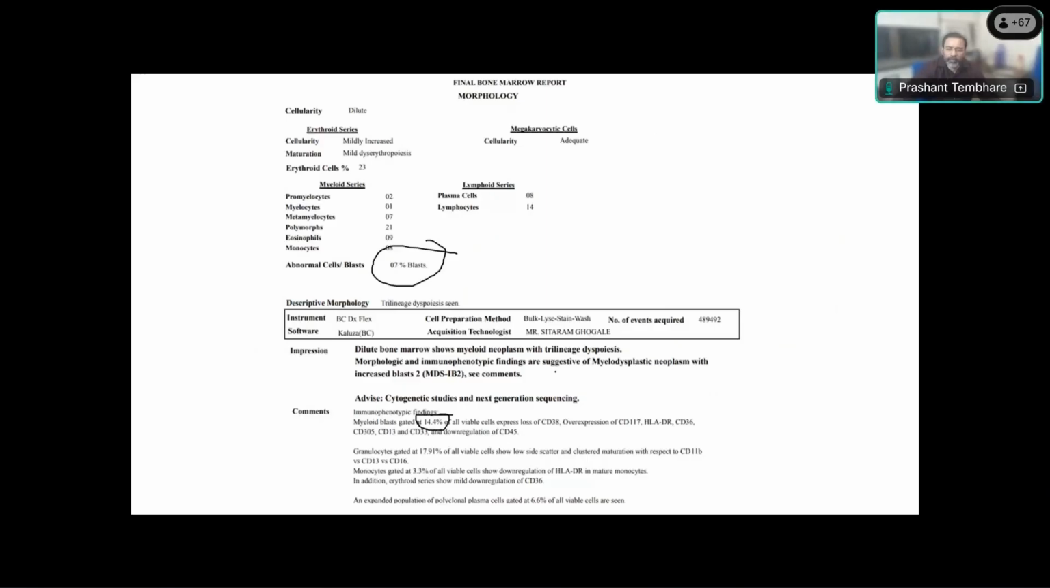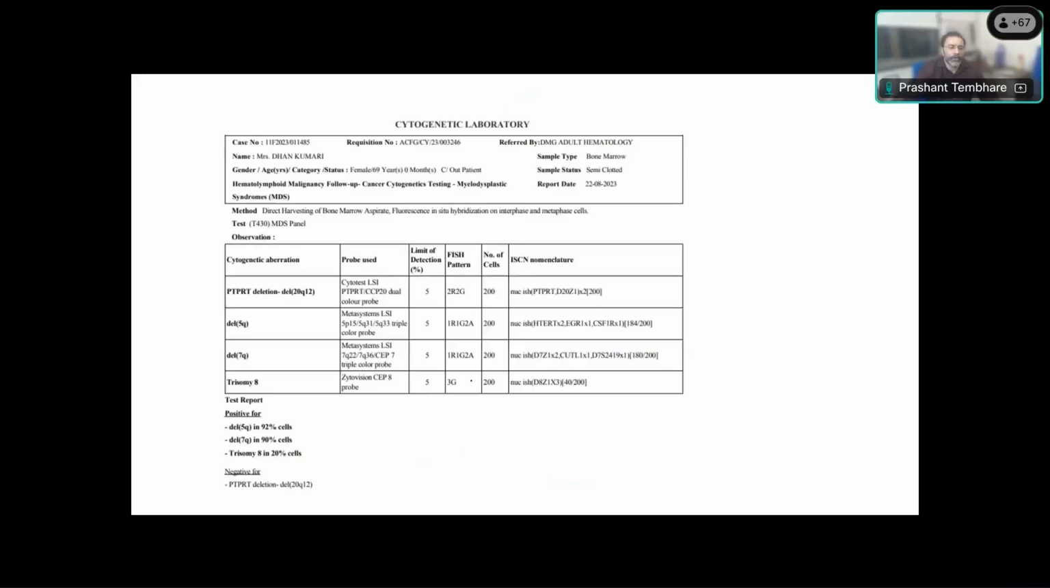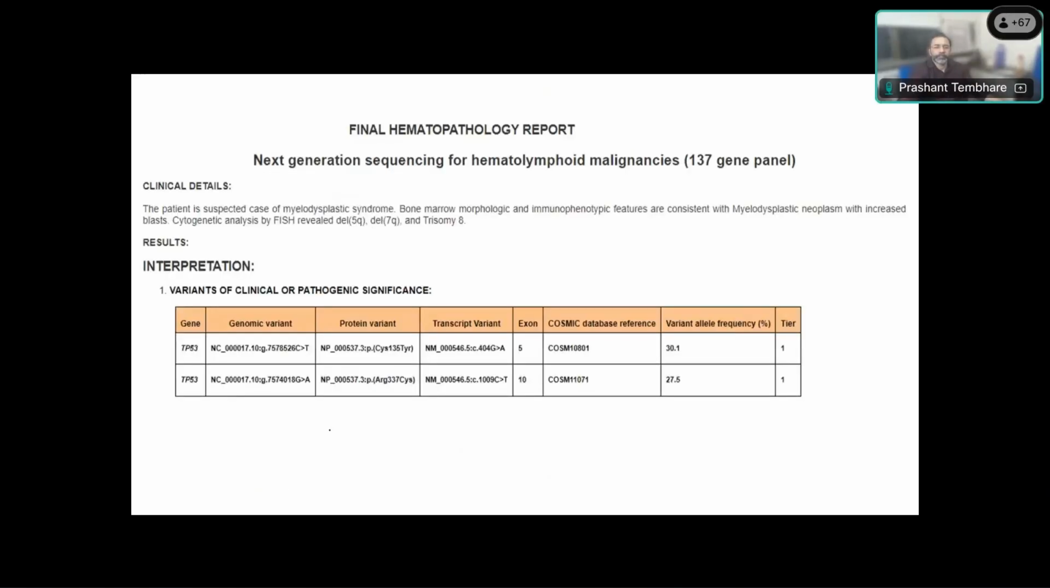So the diagnosis given was MDS with increased blasts, and on cytogenetics we have 5q and 7q deletion with trisomy 8, and also other cytogenetic abnormality. So that means it confirmed the diagnosis of MDS. Okay, there was also a TP53 mutation on NGS. So multiple genetic abnormalities were there.